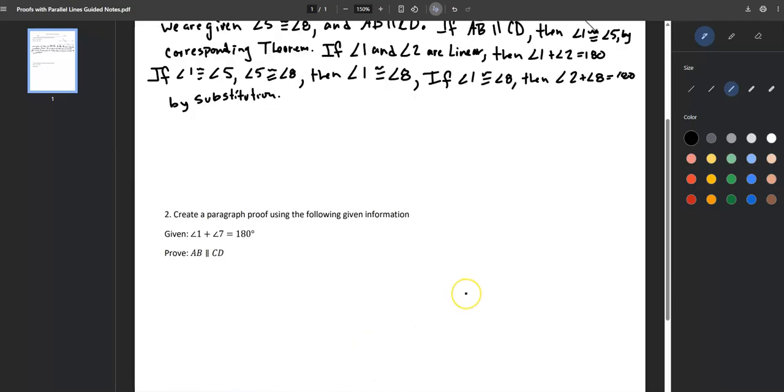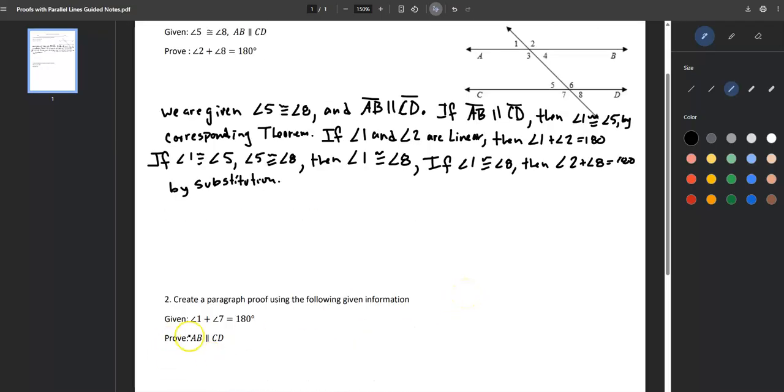Okay? All right, we're going to use the same diagram, but we're going to use this. This is my next paragraph proof here. I'm going to take the angle 1 and 7 are equal to 180. I'm going to try to prove that these lines are parallel. So in order to prove lines are parallel, I've got to bring one of those four properties, alternating interior angles, alternating exterior angles, those things, back into play.